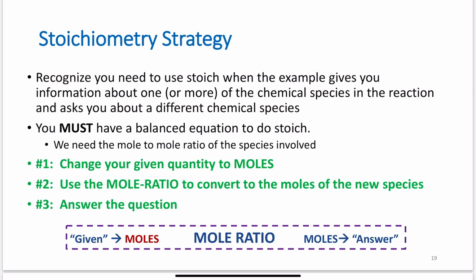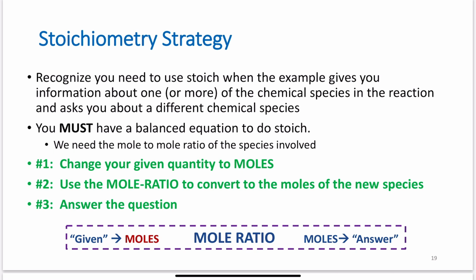It may already be in moles, but if it's not, you need to change to moles. You need to use your mole ratio to convert the moles of the species you have into your new species, and then you answer the question you have. So, given quantity into moles, mole ratio to get to the species that you desire to know the information about, and then convert that into the answer you need.